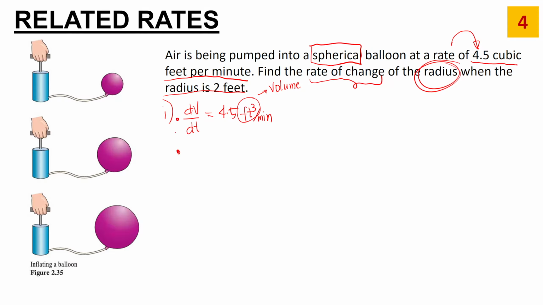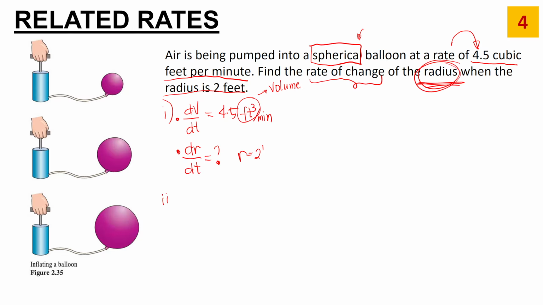What else? The balloon is a sphere. And we are going to find the rate of change of the radius. The rate of change of the radius is just dr over dt. So what is this when the radius is 2 feet? It means that we are going to relate the volume and the radius. So how can we do this?